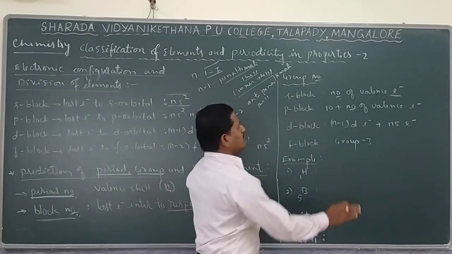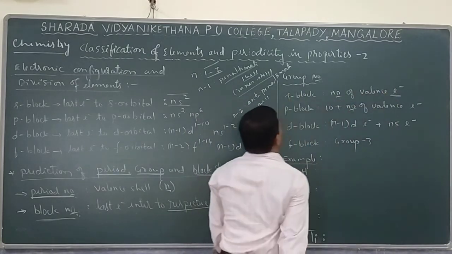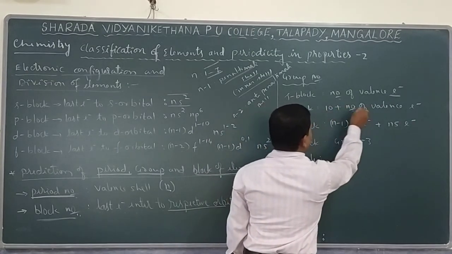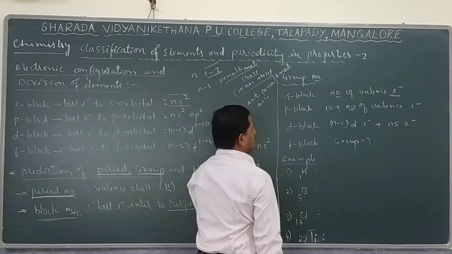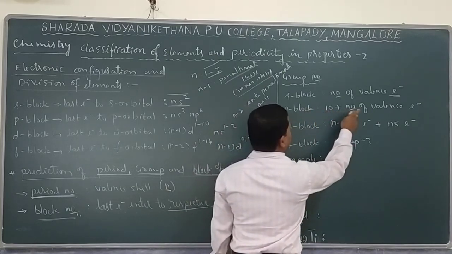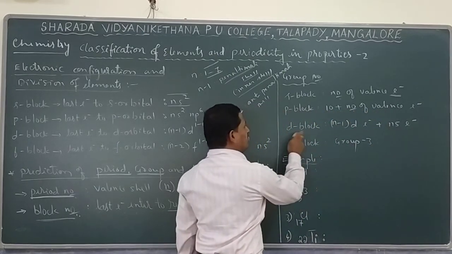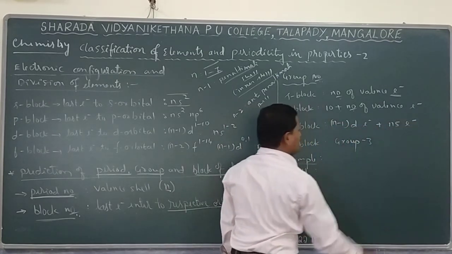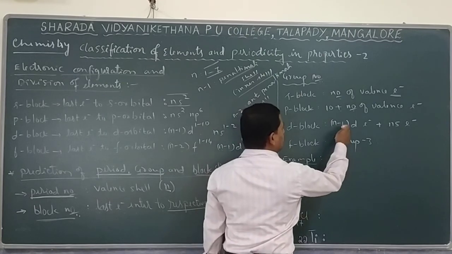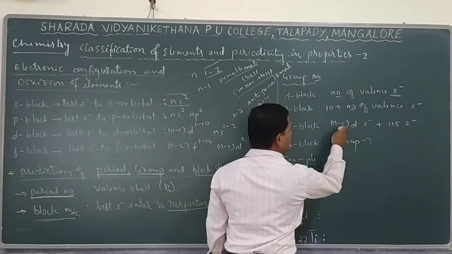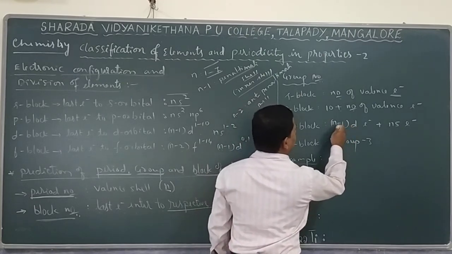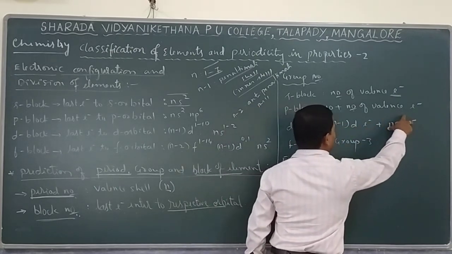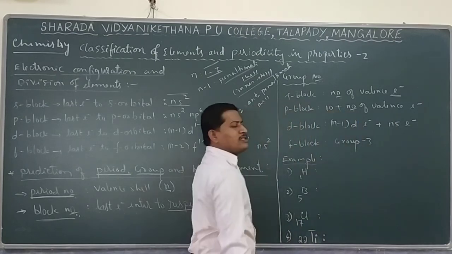For the s block, the number of valence electrons tells the group number, and for the p block, it is 10 plus the number of valence shell electrons. For the d block, it is (n minus 1) d electrons plus ns electrons. That means the total number of d orbital electrons, where (n minus 1) d means the first inner shell. Here for the d block, both valence shell electrons as well as inner shell electrons are added.